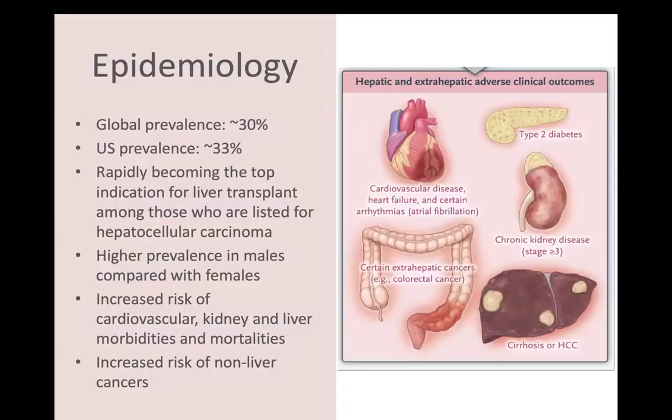Why is it important? Because of the epidemiology. The global prevalence is 30% and US prevalence is 33%, and it's rising. It's rapidly becoming the top indication for liver transplant among those who are listed for hepatocellular carcinoma, and becoming the most prevalent steatotic liver disease. It has higher prevalence in males compared with females, and it is associated with increased risk of cardiovascular, kidney, and liver morbidities and mortalities. And it is associated with increased risk of non-liver cancers like colorectal cancer.